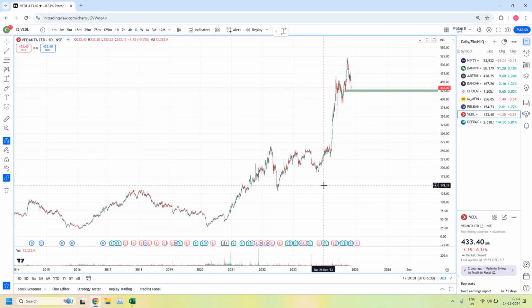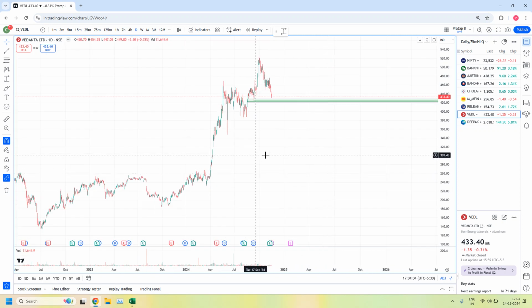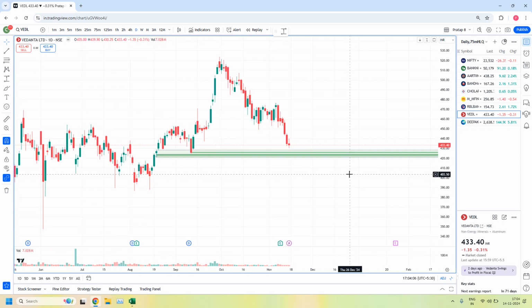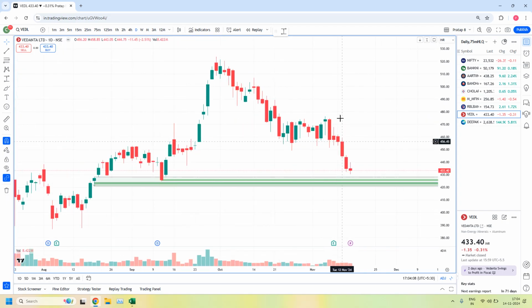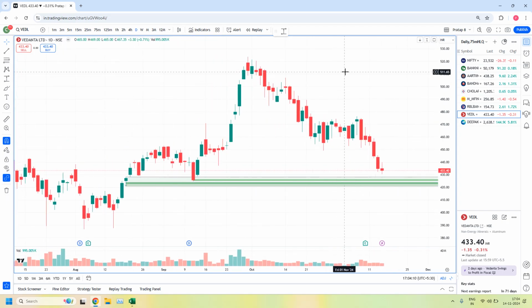And Deepak Nitrite, already we discussed the zone which was violated, a tested zone. That fine-tuned 5-minute zone is already tested. 2 times it is tested. But today it is violated. So this is about the high liquidity zones we identified from our yesterday's list.